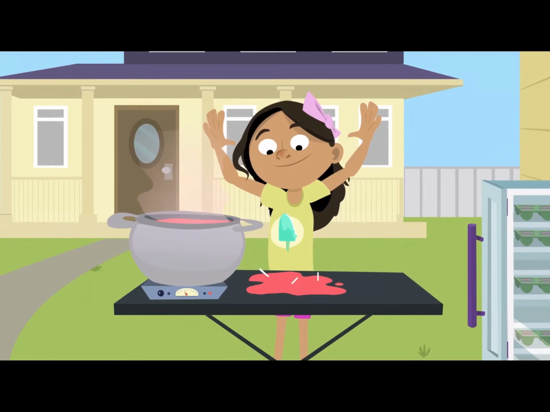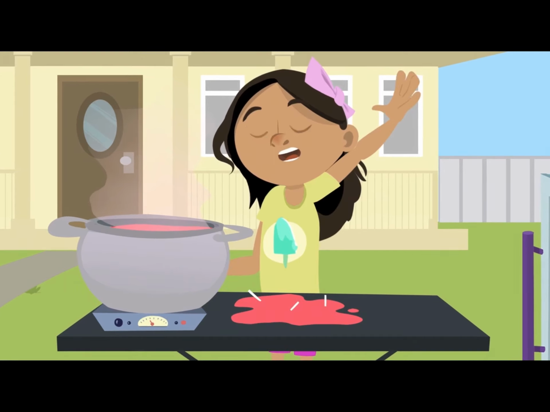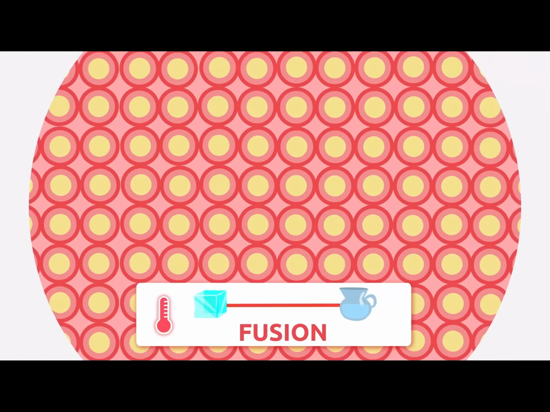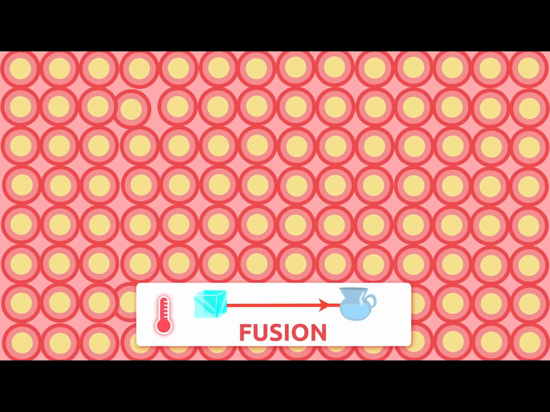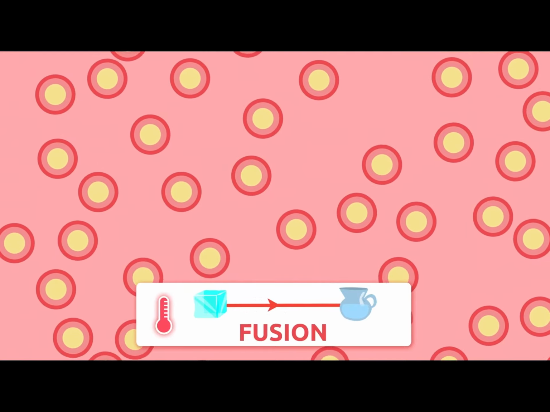I completely forgot about them. Do you remember how we call the change from solid to liquid? Fusion. When a solid becomes a liquid, it's called fusion. When the temperature of a solid rises, the particles that make up matter start detaching from one another and move more freely.